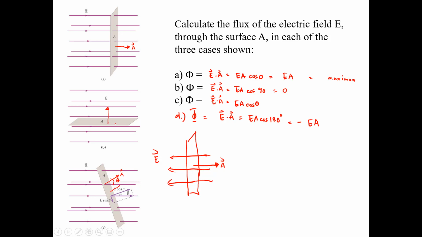Okay? So there is no flux, or there are no electric field lines passing through your surface. Okay?